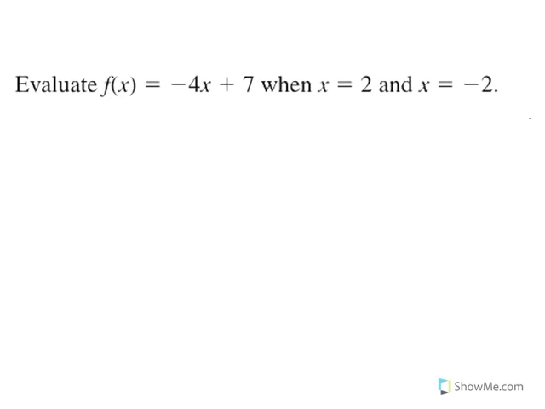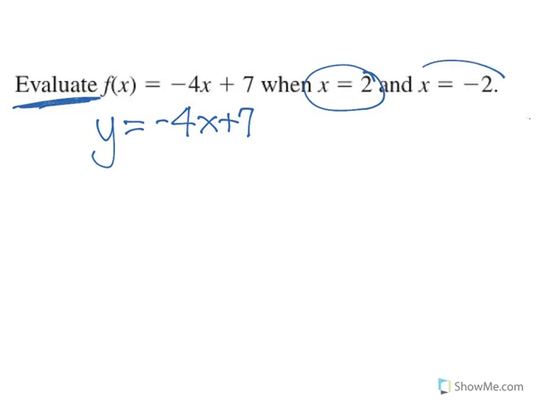So here's what we're going to do. We're going to actually change this to say y equals negative 4x plus 7, because that doesn't look as scary, okay? And we're going to evaluate it, which means we're going to do some math, when x equals 2 and when x equals negative 2. So you're going to do this twice, once for 2, once for negative 2.